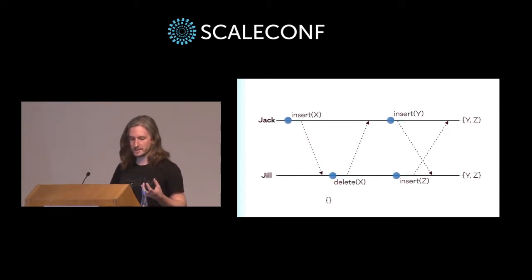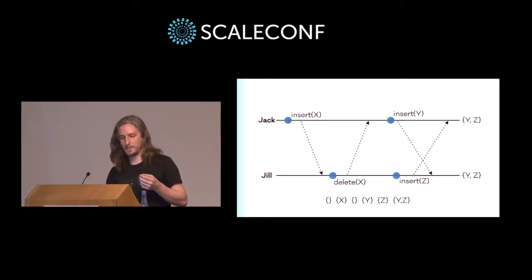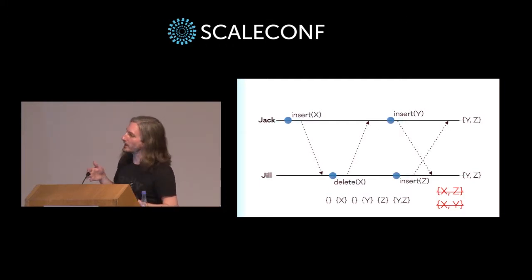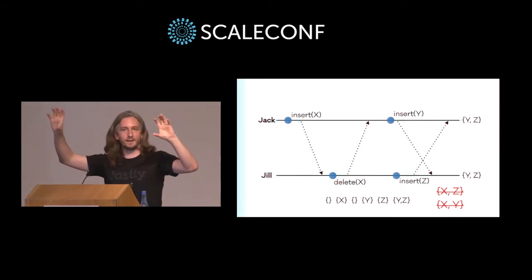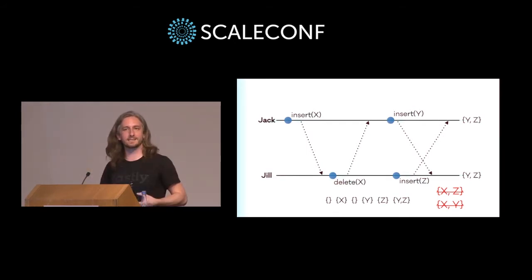So with causal consistency, what you get is, okay, you can have the empty state where they both start out. You have the state where Jack has written X. You have the state where Jill has deleted it. You have the state where Jack has inserted Y. You have the state where Jill has inserted Z. Right. But what you don't have are these impossible states. There is no possible way of dissecting that causal history where X coexists in this data structure along with Z, or where X coexists along with Y.